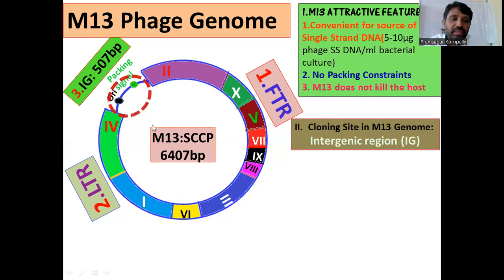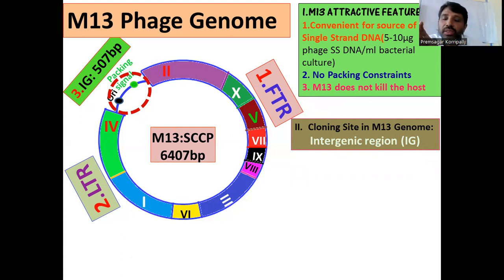You can see this is the intergenic region, a finite number of base pairs, having the origin of replication and packing signal. So without disturbing the packing signal or origin of replication, if you can manipulate here and if you can establish linkers and genetic selection markers there, then this can be used as a cloning vector.